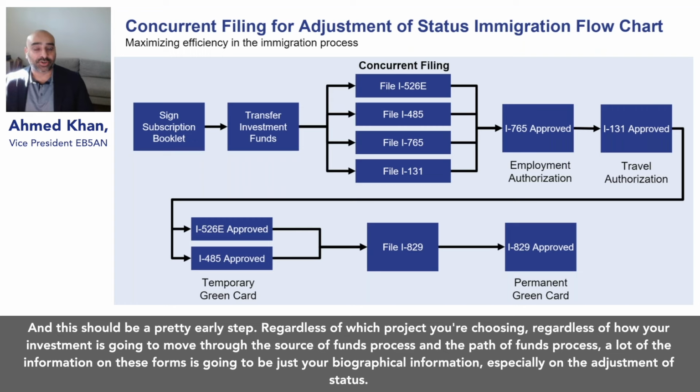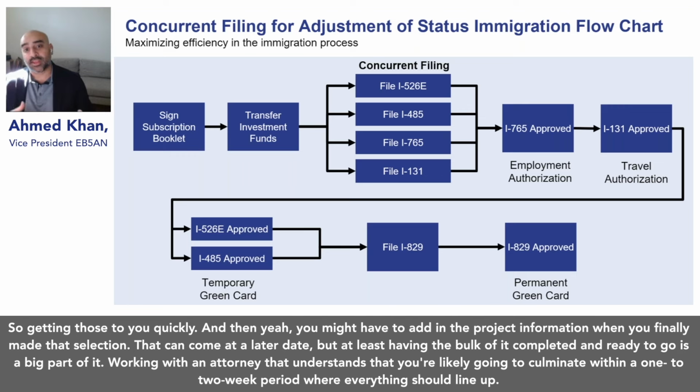Regardless of which project you're choosing, regardless of how your investment is going to move through the source of funds process and the path of funds process, a lot of the information on these forms is going to be just your biographical information, especially on the adjustment of status. So getting those to you quickly, and then yeah, you might have to add in the project information when you've finally made that selection. That can come at a later date, but at least having the bulk of it completed and ready to go is a big part of it.